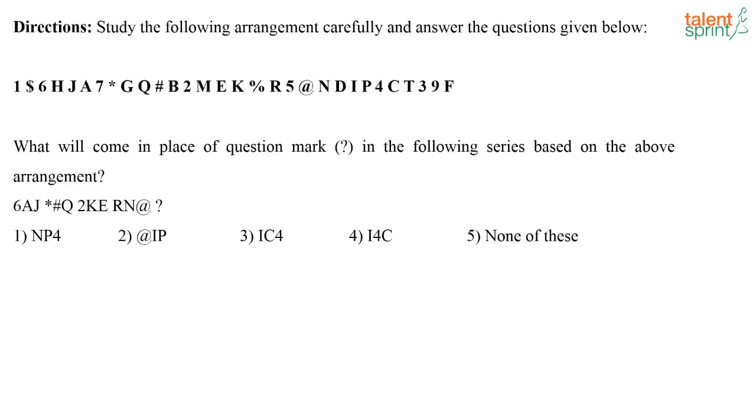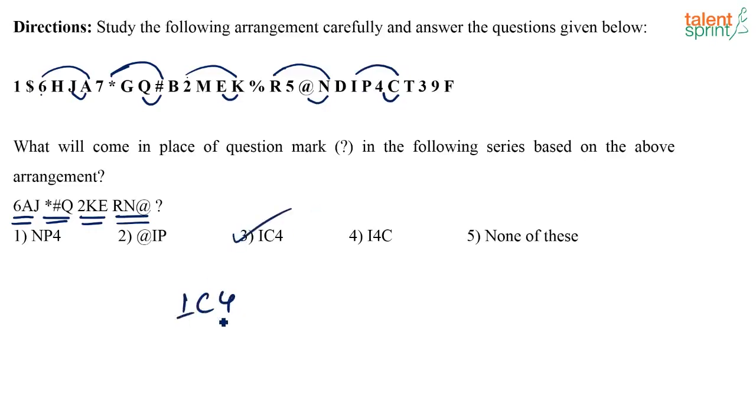Next. So here you are given a series and questions are asked based on that. What is the first question say? What will come in place of the question mark in the following series based on the above arrangement? So what is the pattern that is being followed here? See, you have 6AJ star hash Q 2KE RN at the rate of, and the next one you have to find out. See, here you have 6, right? 6AJ. Then you have star hash Q. Then you have 2KE. Then you have RN at the rate of. So what will be the next one? It will be I, C and 4. So the correct answer is option 3, I, C, 4.